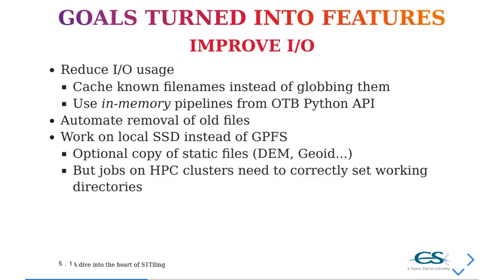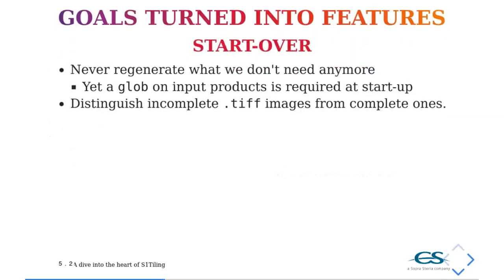A few other features have been added, but they are not the main important point for now. So we don't need to regenerate something that has already been done. That's the important point. So we don't need to glob, even though we still need to glob when we start over to know what the current state is. But then we don't need to glob at each step because we know we have built a file, so we can start from this file.